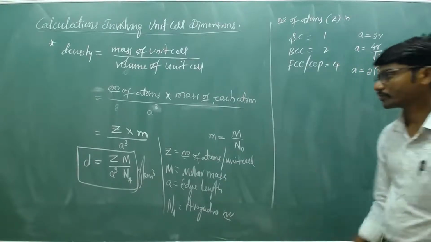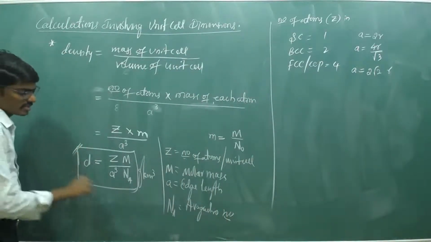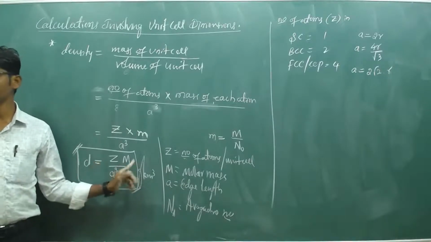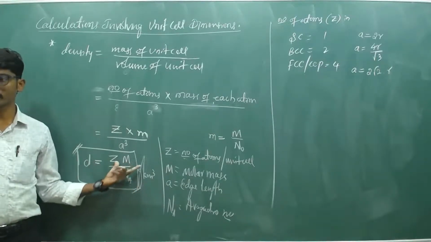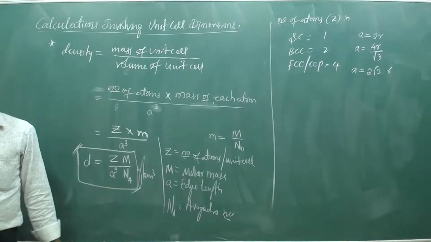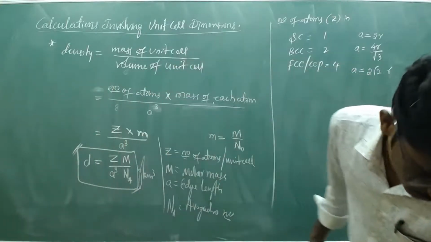Please note the formula of density of a lattice. Density is equal to Z m divided by a cube into N A. Let's solve the numericals on this. Let's take a problem.